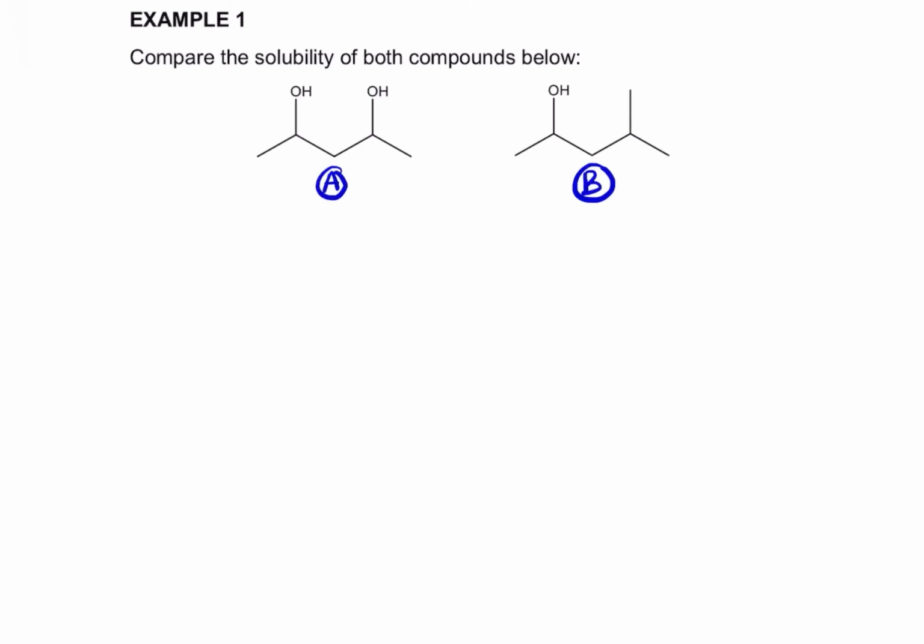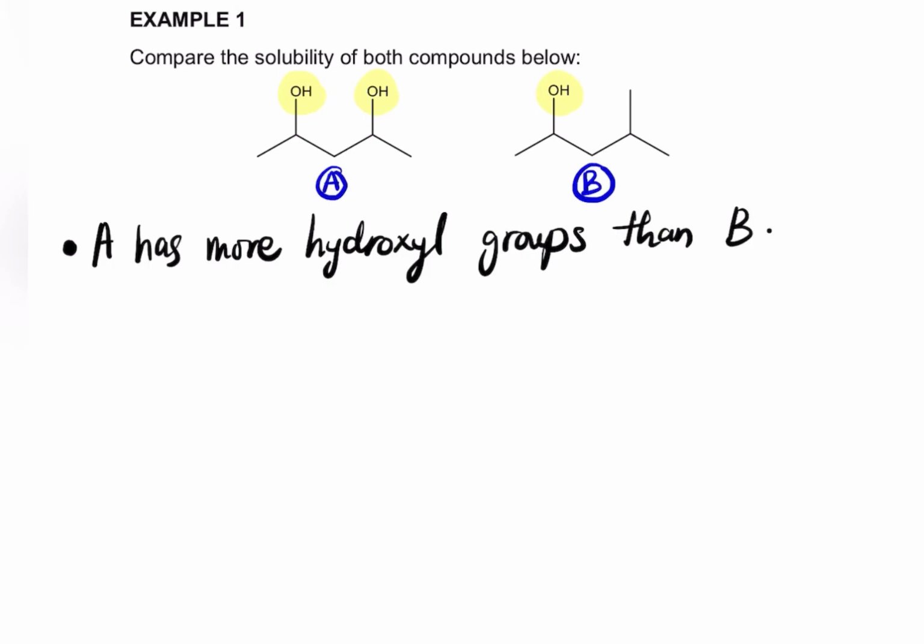So you can see that in structure A, you got two hydroxyl groups attached to it, while in structure B, you got one of it only. So based on this case, you can say that A has higher solubility than B. But in order for you to explain that, I'm going to teach you the first point. You have to talk about the number of hydroxyl groups between two compounds. So the first point, you can say that A has more hydroxyl group than B.